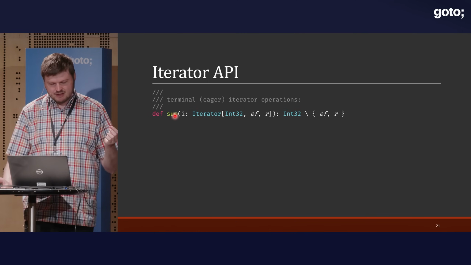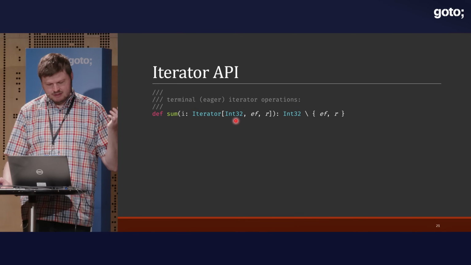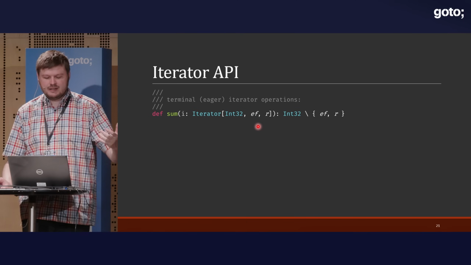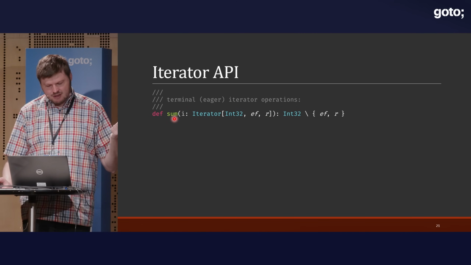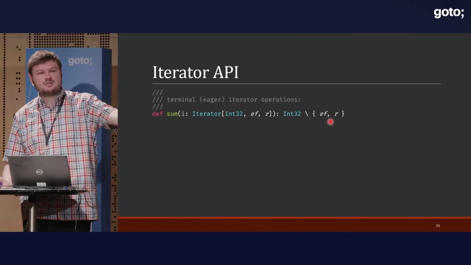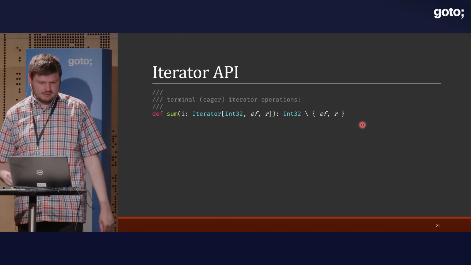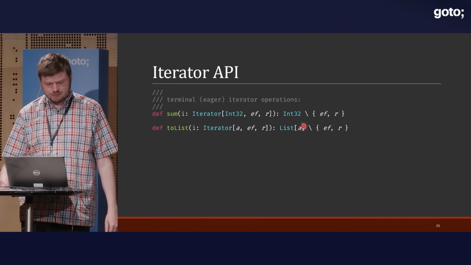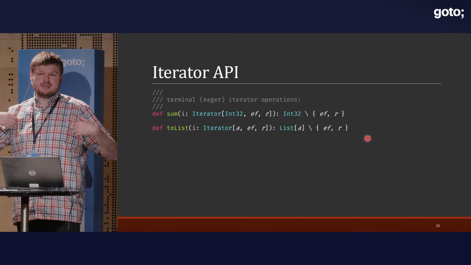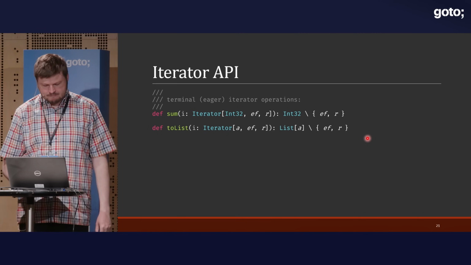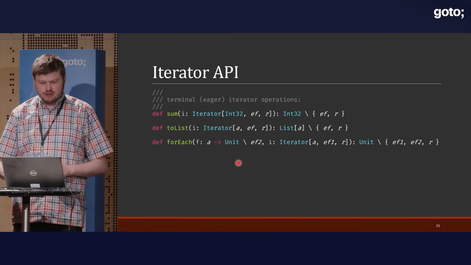So for example, for the sum function, it says, give me an iterator that produces integers with some latent effect, some suspended effect EF, that also uses region R. Then if you call sum, it's going to release the suspended effect, and it's going to change R, potentially. Now, the same thing is true for toList. Exactly the same. We see that the terminal operations release the suspended effects. The same for forEach.